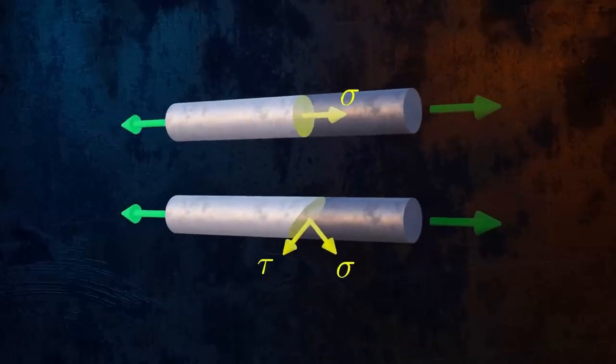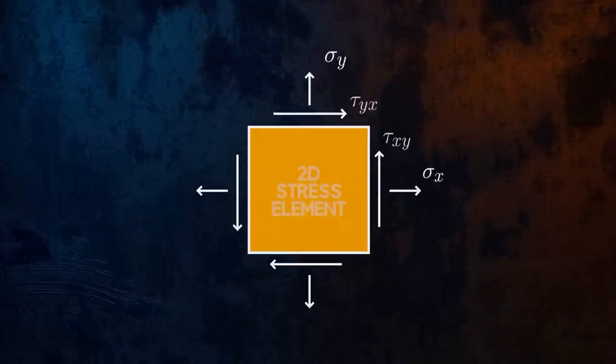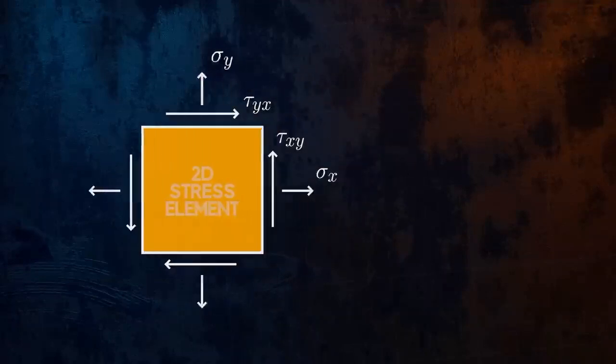The stress element is commonly used to represent the stresses acting at a single point within a body. This is the stress element showing the normal and shear stresses acting at a single point for a two-dimensional case. For a three-dimensional case, the stress element looks like this.